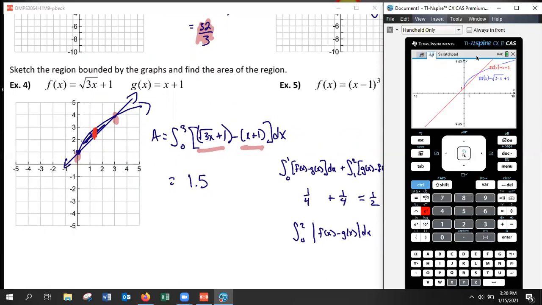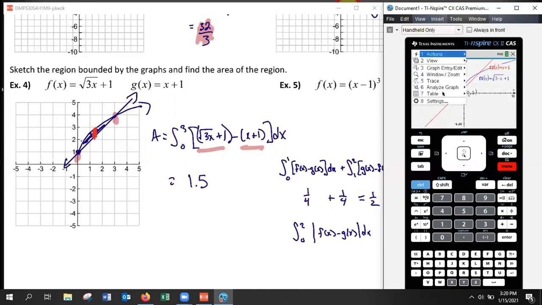So what if I wanted to find these points of intersection? Suppose they weren't nice. We can go to menu and go to analyze graph, find the intersection points, and it says lower bound. So lower bound from here to here. That automatically comes up with the intersection, which you see is 0, 1.